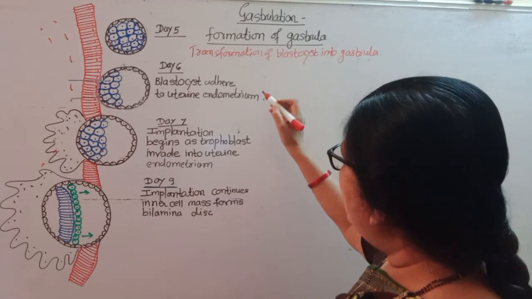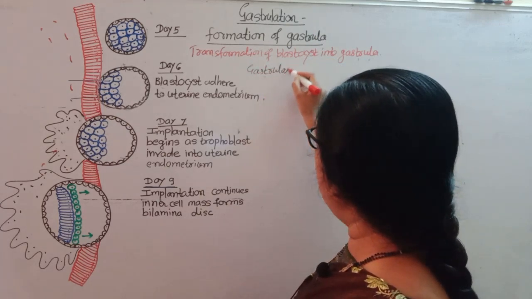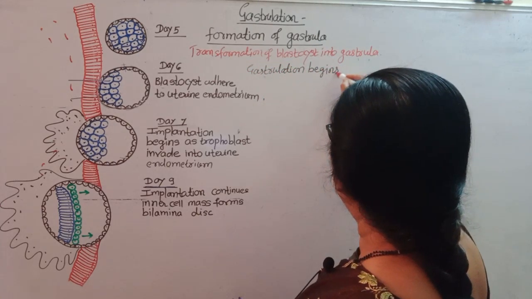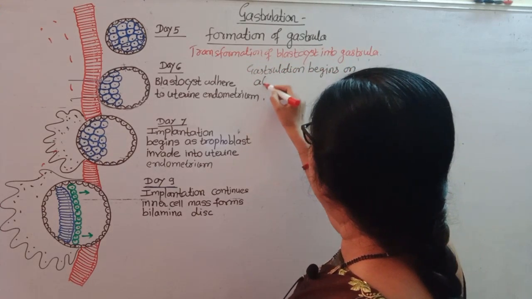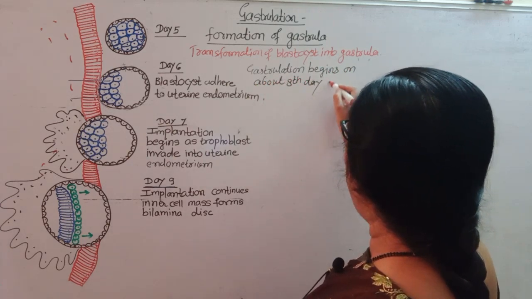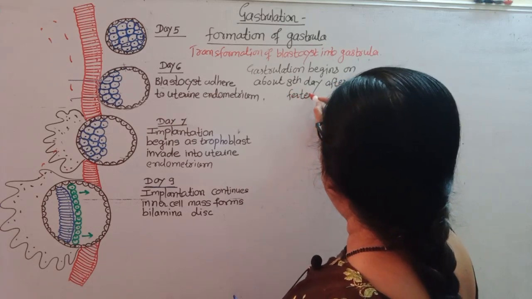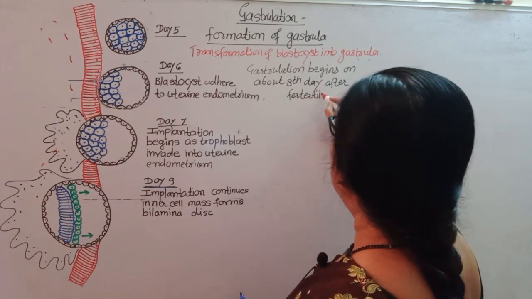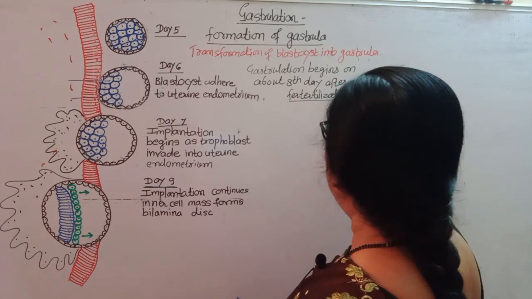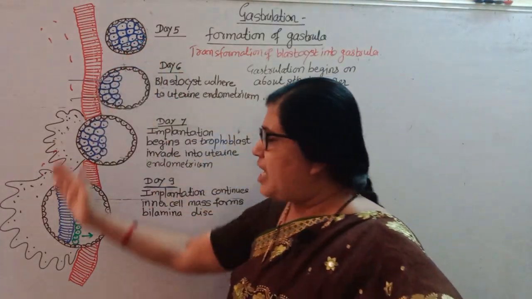So gastrulation begins on about 8th day after fertilization. 8th day after fertilization. So gastrulation begins on about 8th day after fertilization. So these are the diagrams.